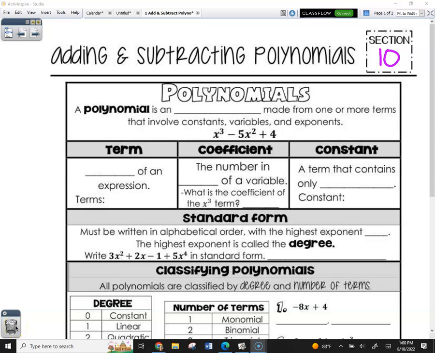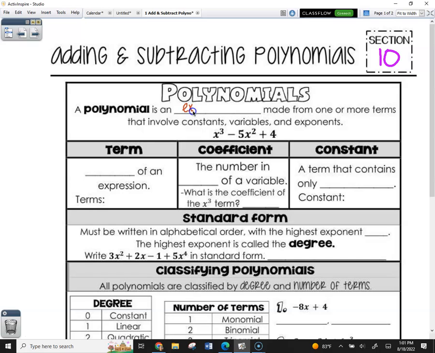Page 10, adding and subtracting polynomials. This is still kind of a review of what you did in Algebra 1, but it is our Unit 1 in Geometry. So first we need to talk about a couple of vocab words that are very important that you're going to hear. The first one is polynomial.